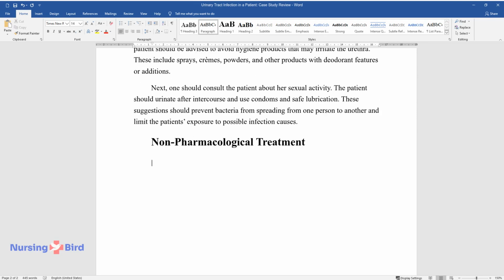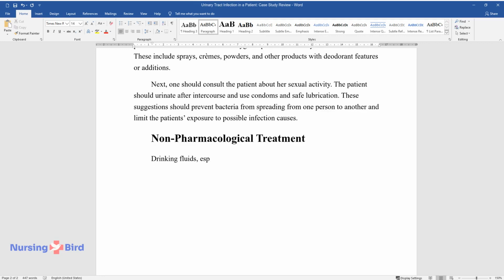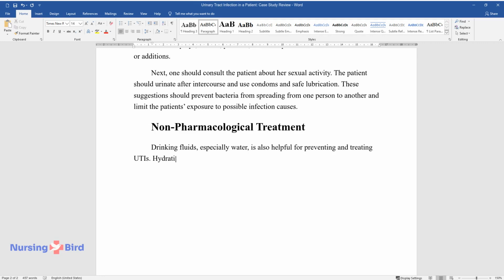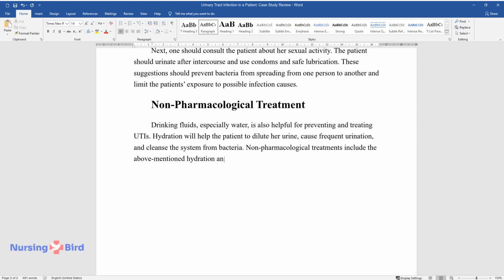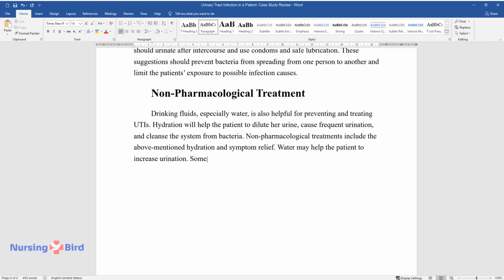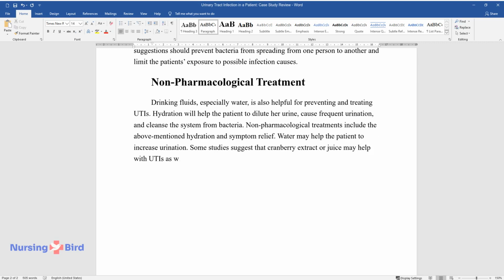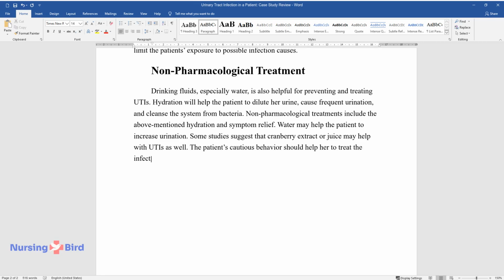Non-pharmacological treatment. Drinking fluids, especially water, is also helpful for preventing and treating UTIs. Hydration will help the patient to dilute her urine, cause frequent urination, and cleanse the system from bacteria. Non-pharmacological treatments include the above-mentioned hydration and symptom relief. Water may help the patient to increase urination. Some studies suggest that cranberry extract or juice may help with UTIs as well. The patient's cautious behavior should help her to treat the infection effectively.